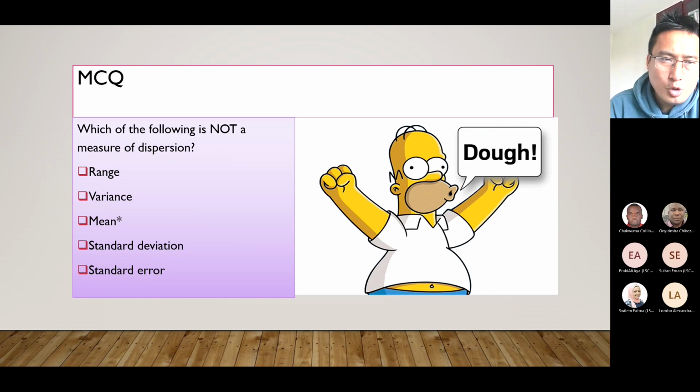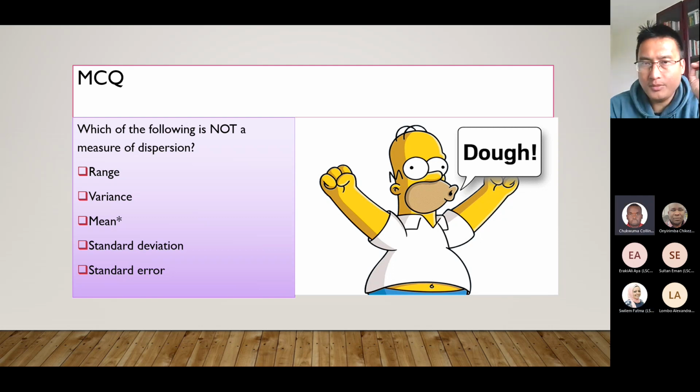Which one is not a measure of dispersion? Mean. What is mean? Central tendency. Okay, keep that in mind.